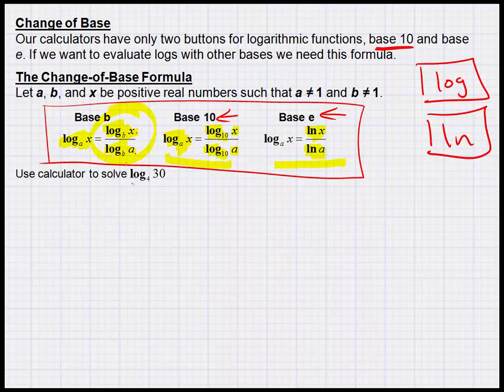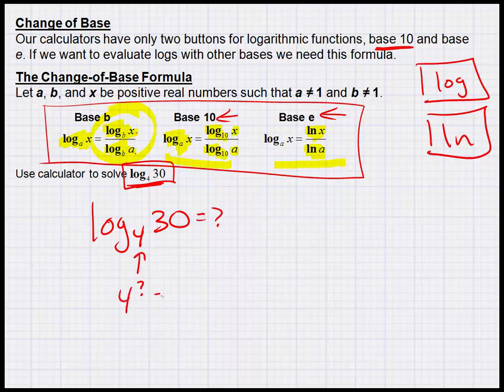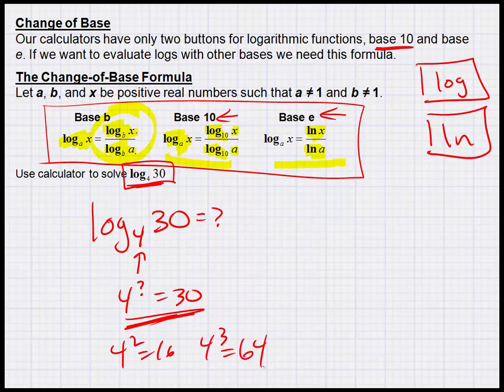So if I wanted to do something like this, find the log base 4 of 30. Back to where we started, we would have said 4 to what power equals 30? Well, that's not easy to do, right? 4 to the second power is 16. 4 to the third power is, what, 64? So this is 30. Well, it's neither of those, and it's not an easy one to find. This is where you want to use your calculator.